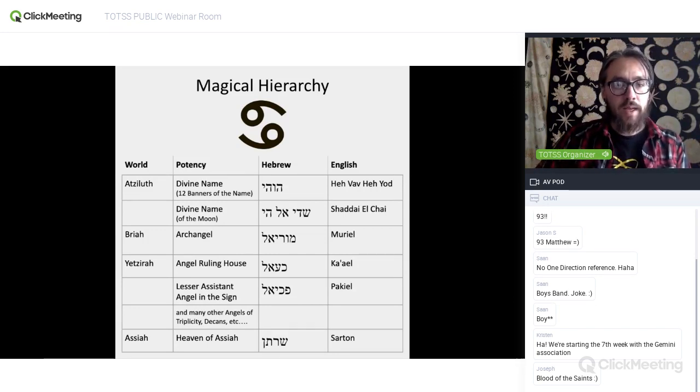All right, and then for the Briatic level, our potency is the Archangelic, and this is the Archangel of Cancer, Muriel. And then for Yetzirah, the angel ruling the house is Ka'el. And then the lesser assistant angel is Pakiel. And then our heaven of Messiah, which is, again, just the Hebrew name for the constellation of Cancer, is Sarton.